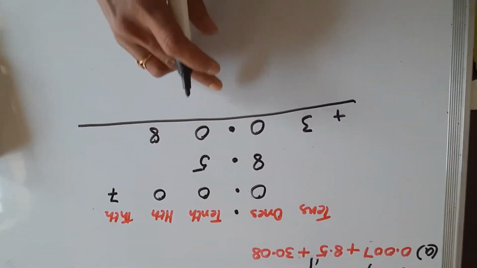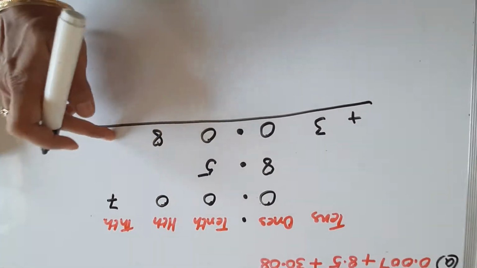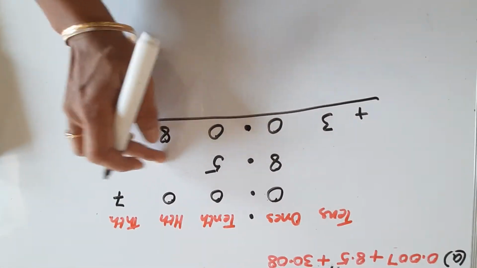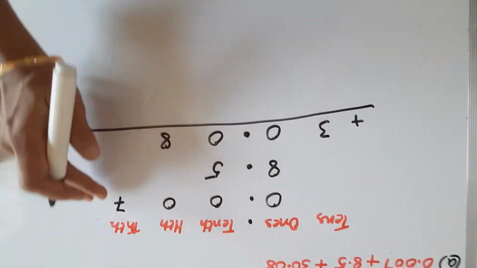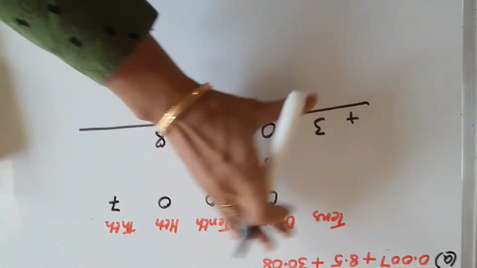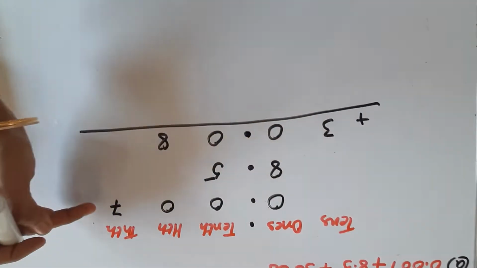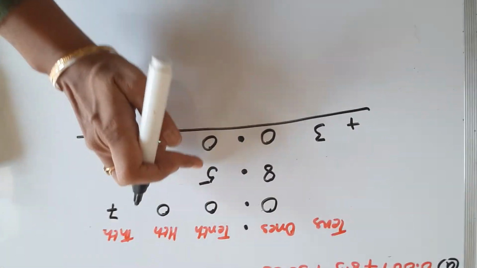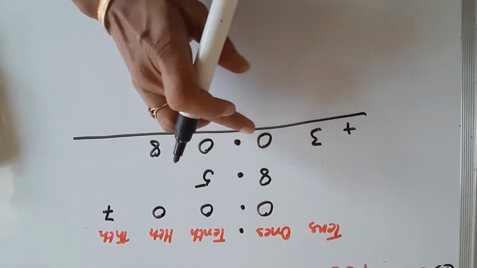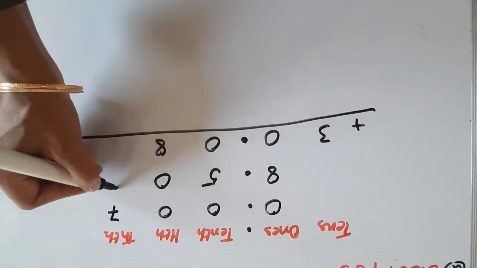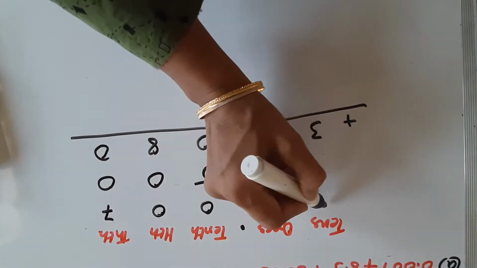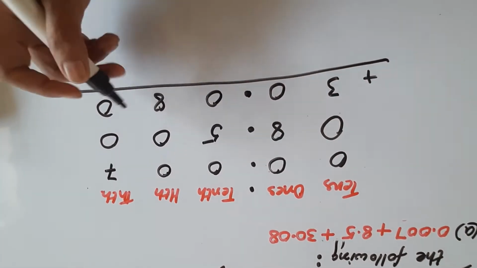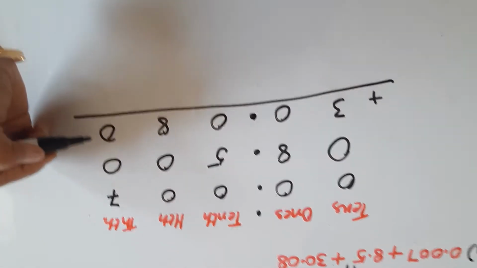Now while adding, let us complete the blank spaces. The blank spaces we complete with 0, and you can also do it like this: straight 7, 0 plus 8 is 8, 0 plus 5 plus 0 is 5, then decimal. Or we can take the zeros on the blank spaces so that you will not get confused. Okay, so let us now add.